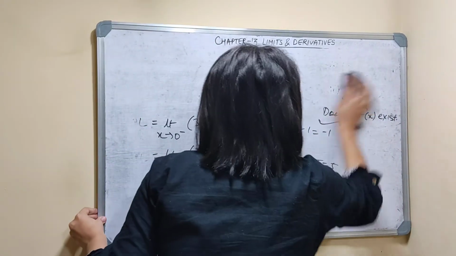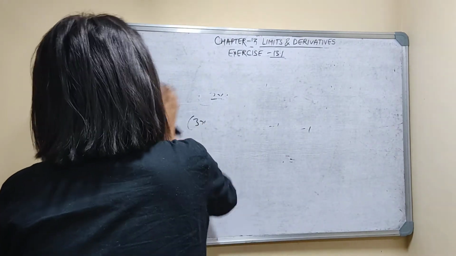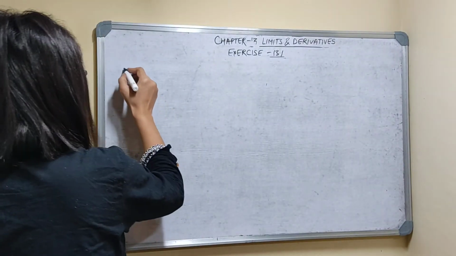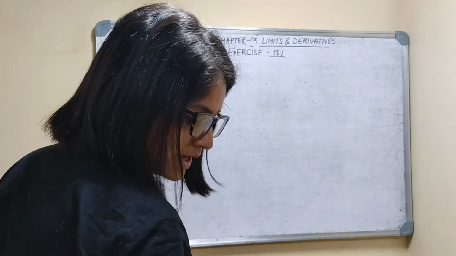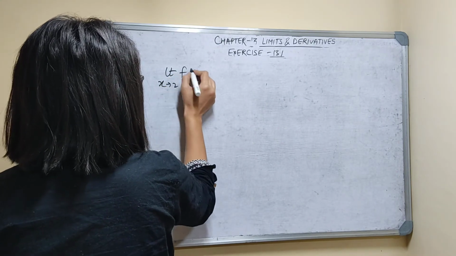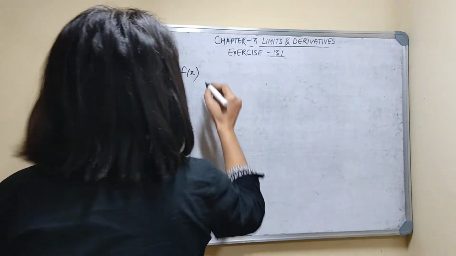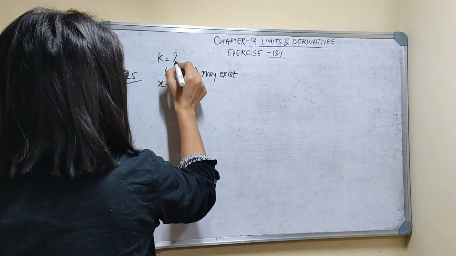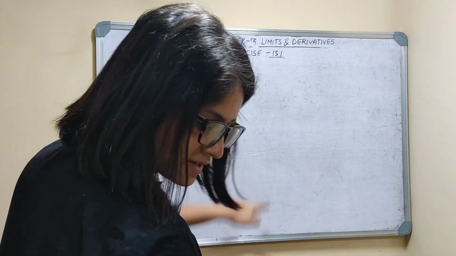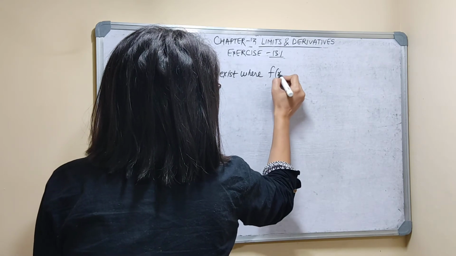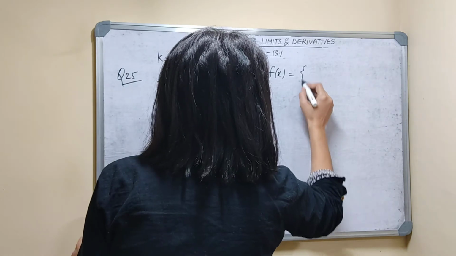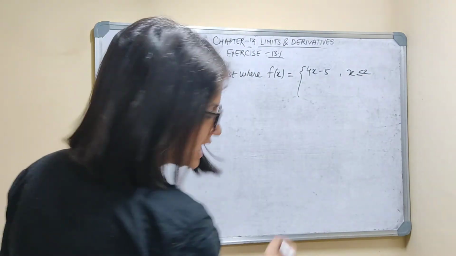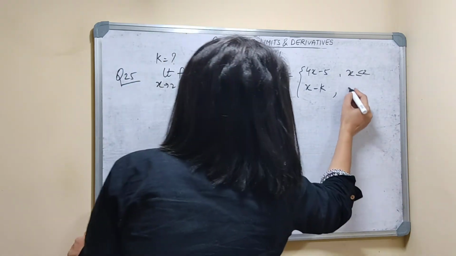Now question number 25. Find k so that the limit as x tends to 2 of f(x) may exist, where f(x) is equal to 4x minus 5 when x is less than or equal to 2, and x minus k when x is greater than 2.